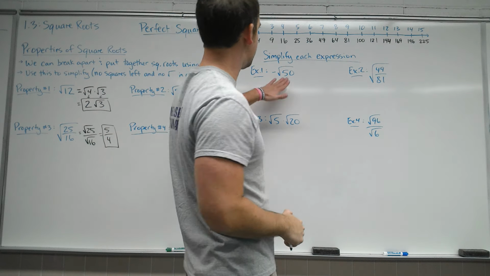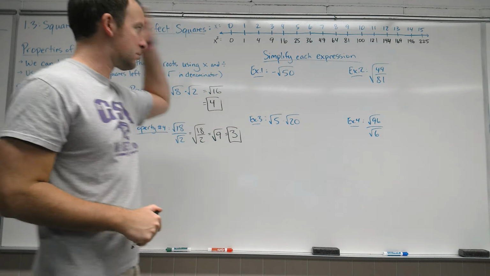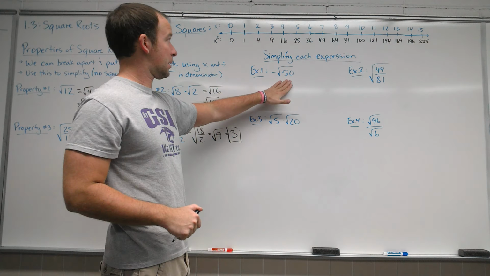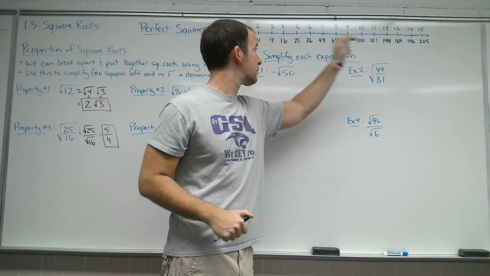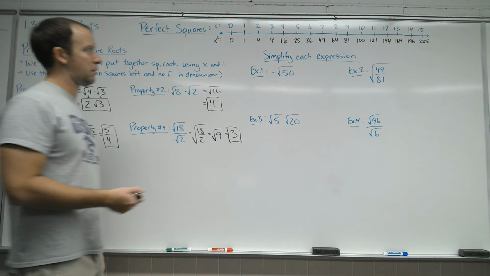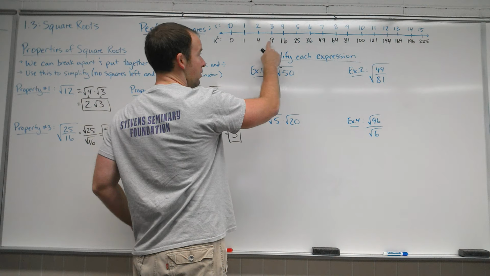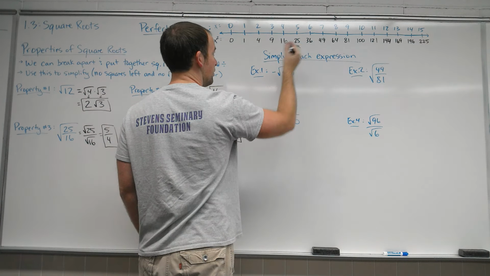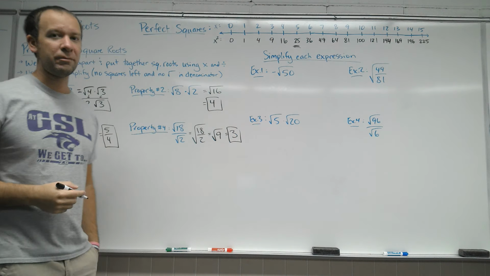Okay, so simplify each expression. The negative, who cares? Just make sure your answer is negative at the end. And this is the square root of 50. Okay, 50 does not come out perfect, but hopefully I can break it down and shrink it and get something out of it. So I look at this list of numbers. Is there anything up here that I can divide a 50 by? Okay, and hopefully you'll realize 25 is it.